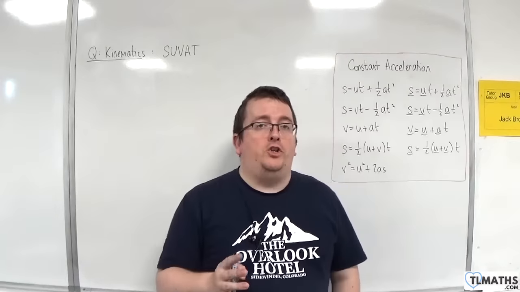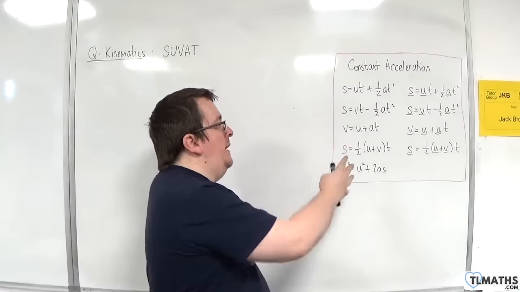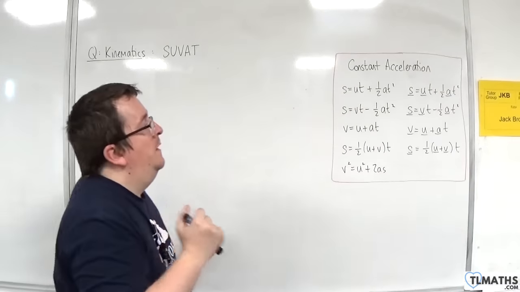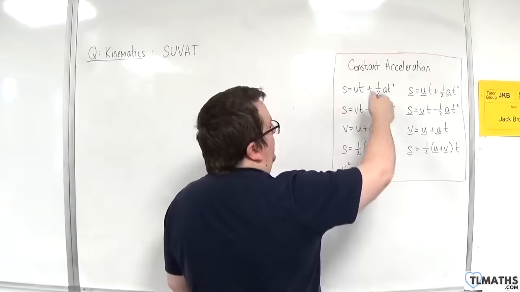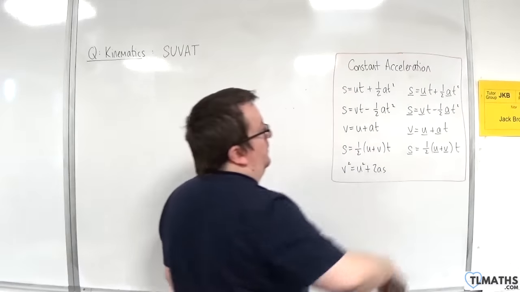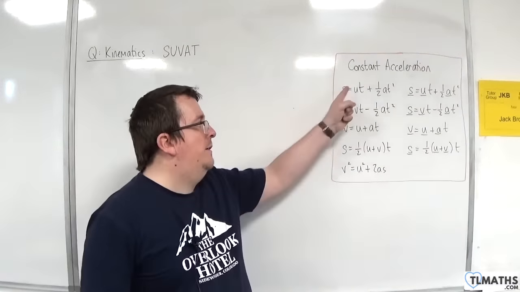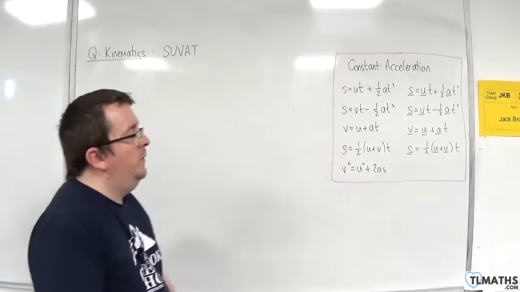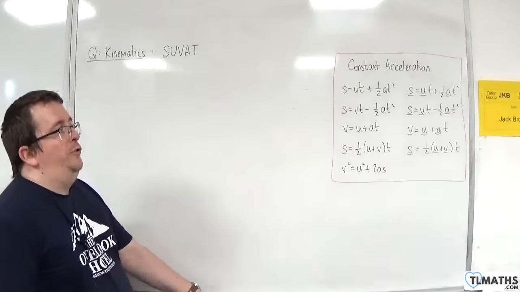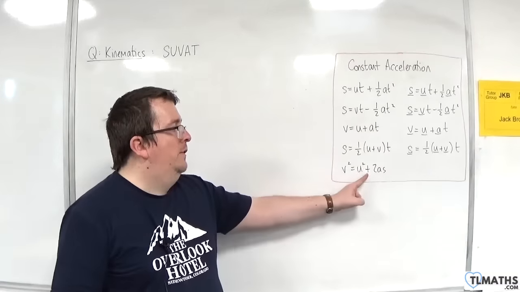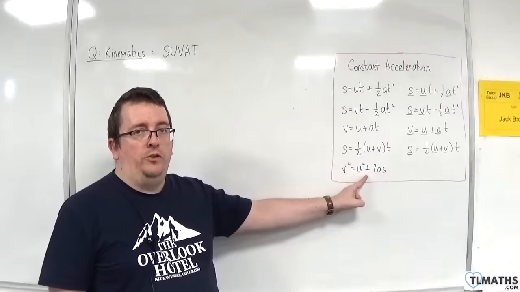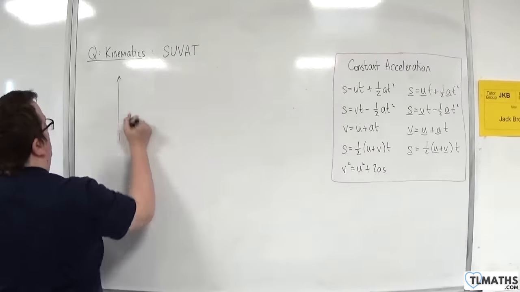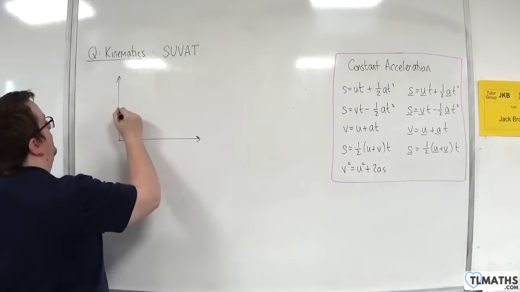Now, the SUVAT equations are given to you in the formula booklet. This is how they appear in the AQA formula booklet. On the left-hand side, you've got the 1D versions, and on the right-hand side, you've got the 2D versions. The 1D versions are for AS and full A-level, the 2D would just be full A-level. Now, you need to be able to derive the 1D SUVAT equations. So the diagram that is used looks like this.